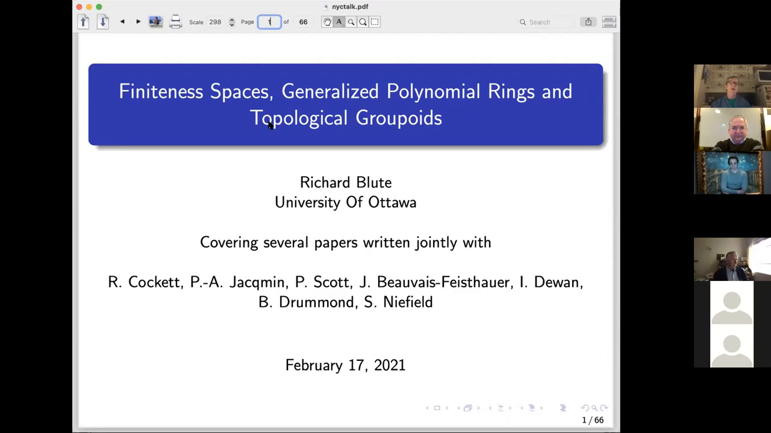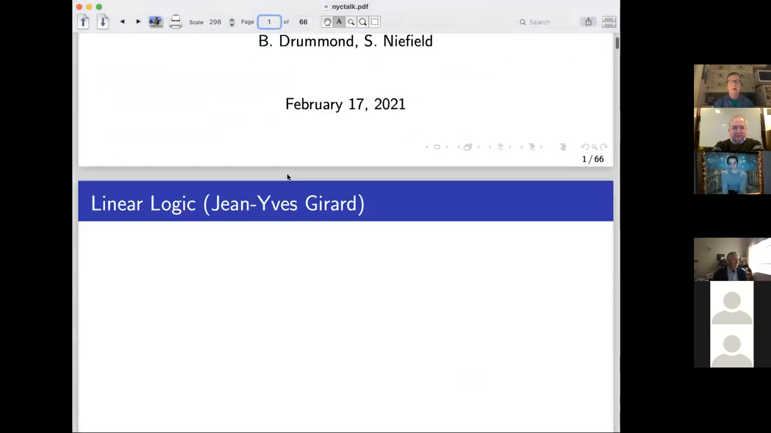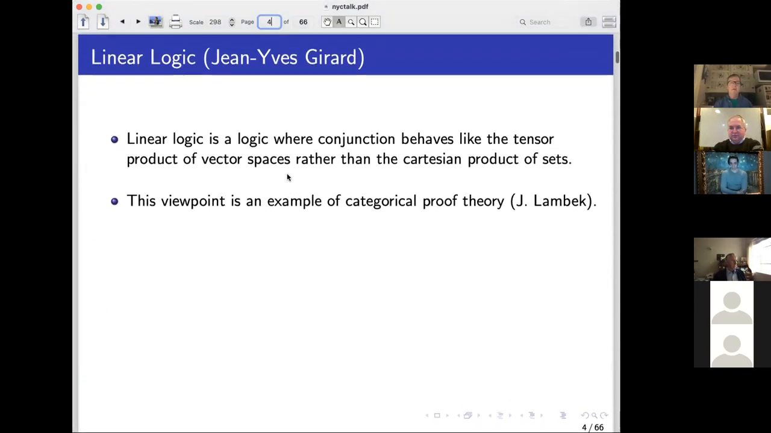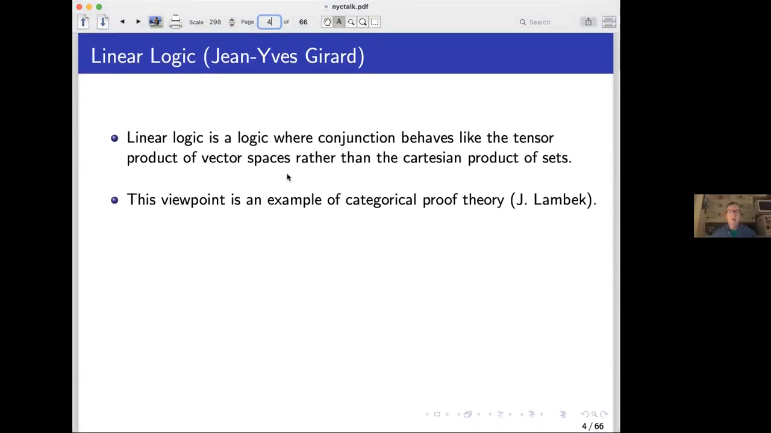And since that might be something that not everyone is super familiar with, I thought I'd spend some time just talking about that, even though I'm not going to use any ideas from linear logic itself in the talk. So if I had to describe linear logic to somebody, I would say it's a logic where conjunction behaves like the tensor product of vector spaces as opposed to the Cartesian product of sets. So let's unravel that idea and see where it comes from.